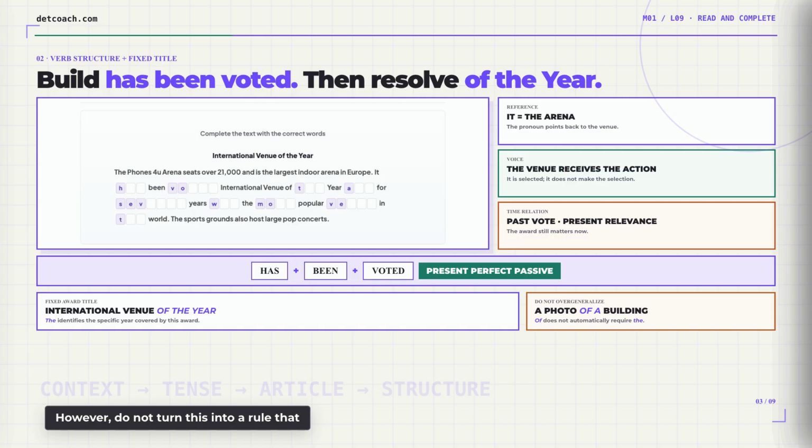However, do not turn this into a rule that every occurrence of the word of must be followed by the word the. For example, we say a photo of a building, where the word of is followed by the word a. We use the here because year refers to the specific year covered by this award.